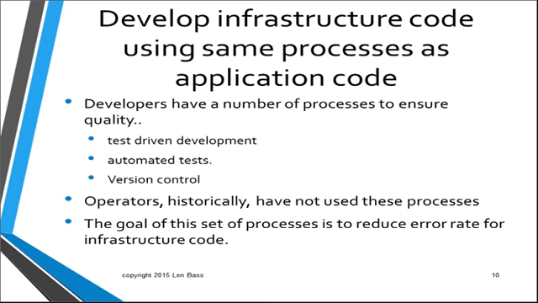And finally, develop infrastructure code. Infrastructure code means the collection of scripts that the operators develop to do various things. And do this using the software engineering processes that developers have been trained to do. So, for example, test-driven development, automated tests, version control, pair programming. Operators historically have not used these processes. And so the goal of this set of processes is to reduce the error rate for infrastructure code.